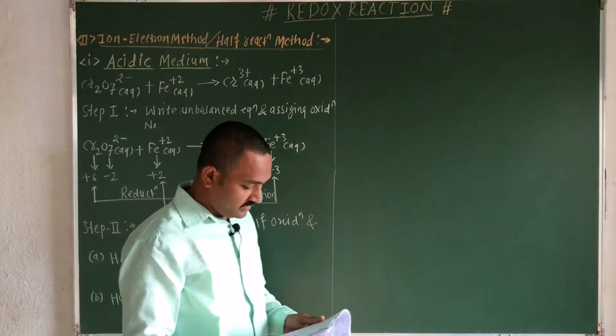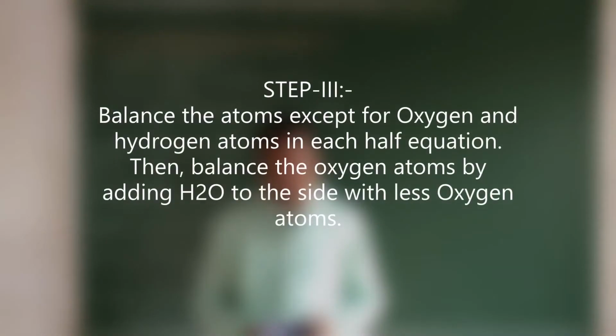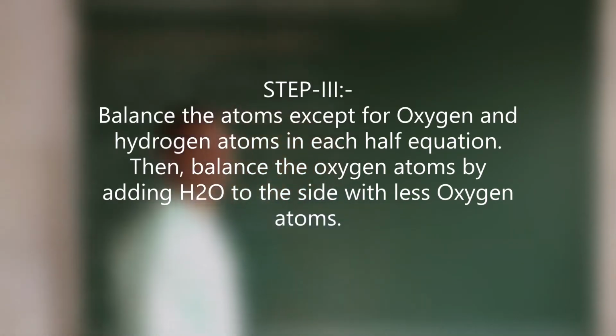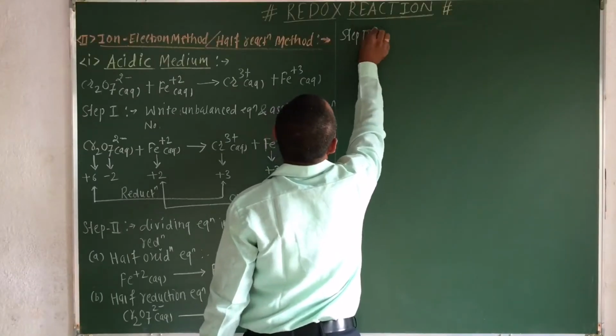Now let's go to step number 3. Balance the atoms except oxygen and hydrogen in each half equation. Balance the oxygen atoms by adding H2O to the side with fewer oxygen atoms. So that is our step number 3. Let us see what step number 3 is about.